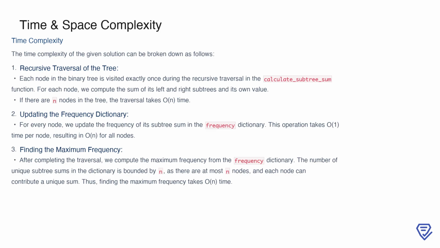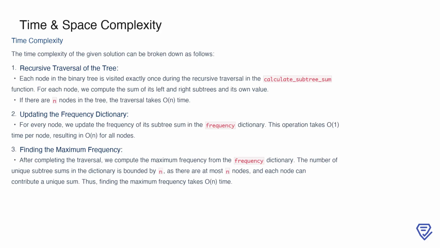Here, we analyze the time complexity of our solution. The first step is the recursive traversal of the binary tree. Each node is visited exactly once in the calculate_subtree_sum function, where we compute the sum of its left and right subtrees along with its own value. For a tree with n nodes, this traversal takes n time.